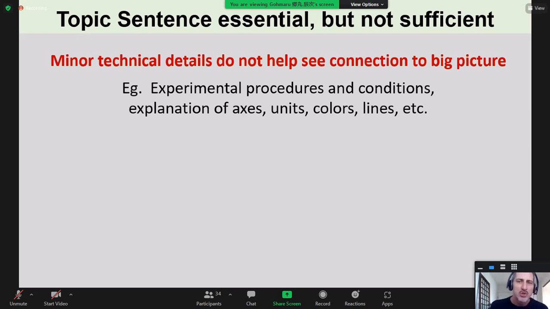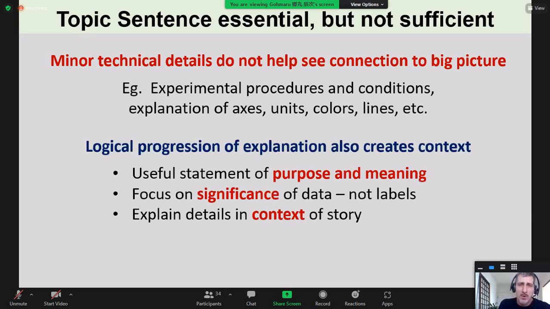You can include the meaning of the x-axis as a small part of a sentence about something more important. So we're going to look at examples of this, but please keep in mind that it's not just the topic sentences that are enough to fix everything. The explanation needs to be focused on the story, maintaining the context to help us interpret what we see.